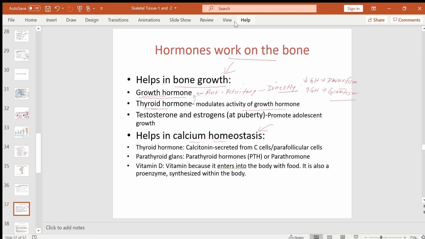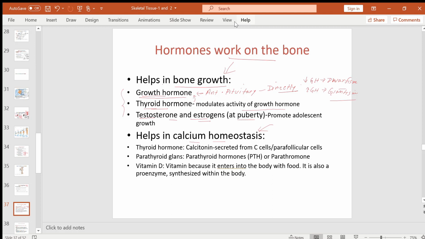Testosterone, estrogen, the male and female sex hormones, are released at puberty. Plenty of sex hormones are released at puberty, and that's why you see that the kids grow very fast within a short period of time. If you didn't see that kid during puberty, you would be surprised how fast the kids grow during puberty. So these sex hormones also stimulate the growth of the bones. So these are the hormones that help to grow the bones.